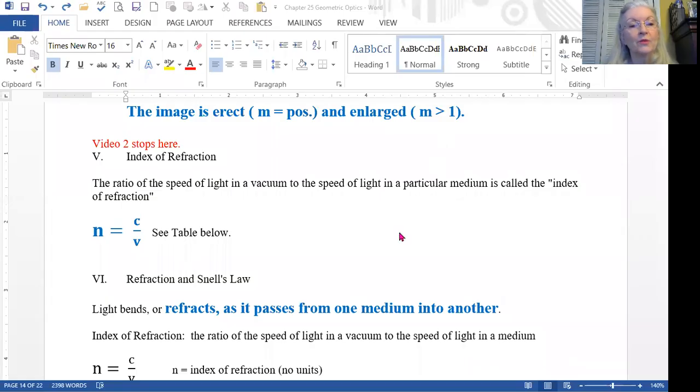Welcome back to chapter 25. We're now on to video 3 where we discuss the index of refraction. So this is section 5 in the notes.